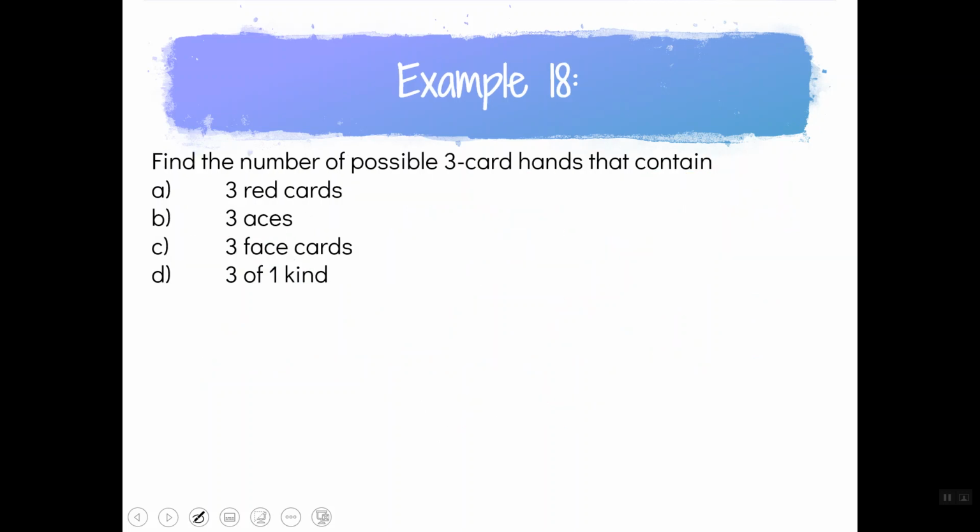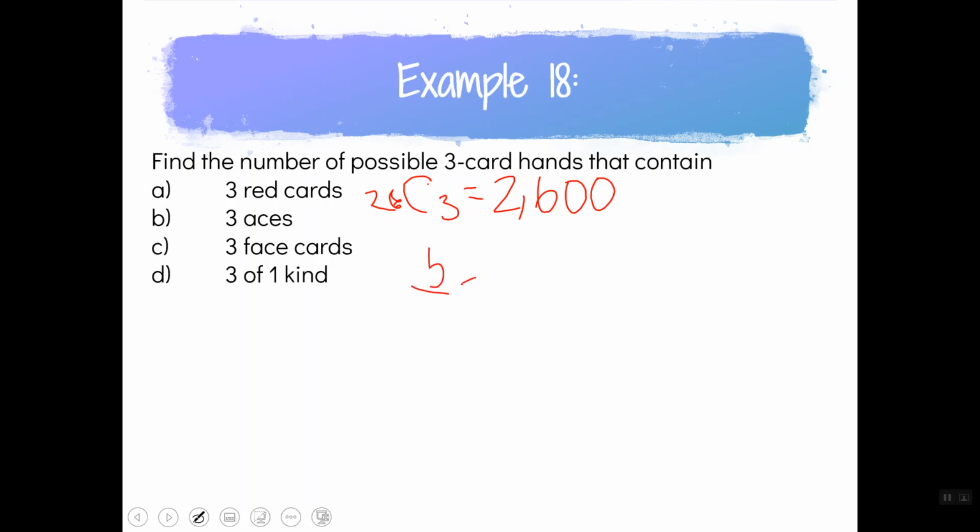Okay, so for this example, there's really 4 different parts going on. It says find the number of possible 3-card hands that contain 3 red cards, 3 aces, 3 face cards, and 3 of one kind. So red cards, there's 52 cards in the deck, 26 are red. So this is going to be 26C3, 2,600.